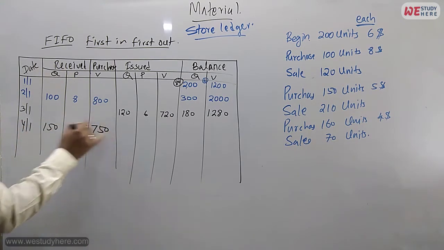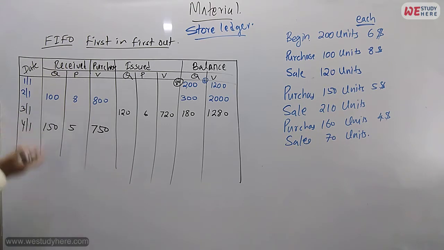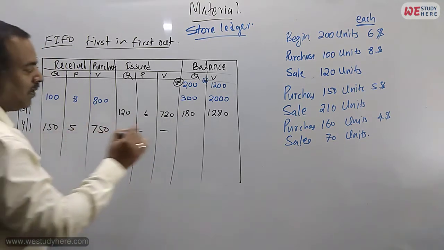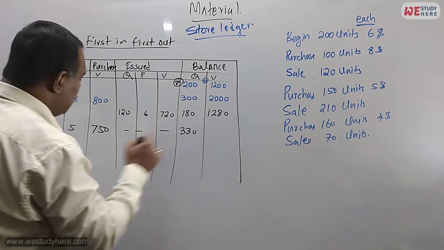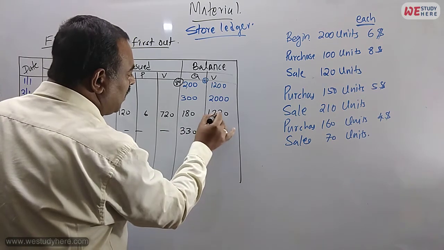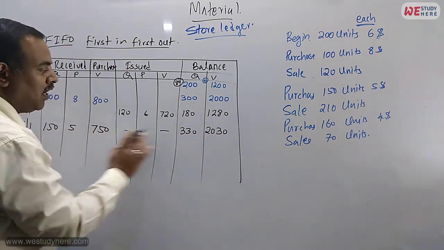Multiply 750. We add 150 units because we are buying, no? It will increase our inventory by 150. We have to add 330 plus 750, 2030. Along with this, 1280 plus 750, 2030.